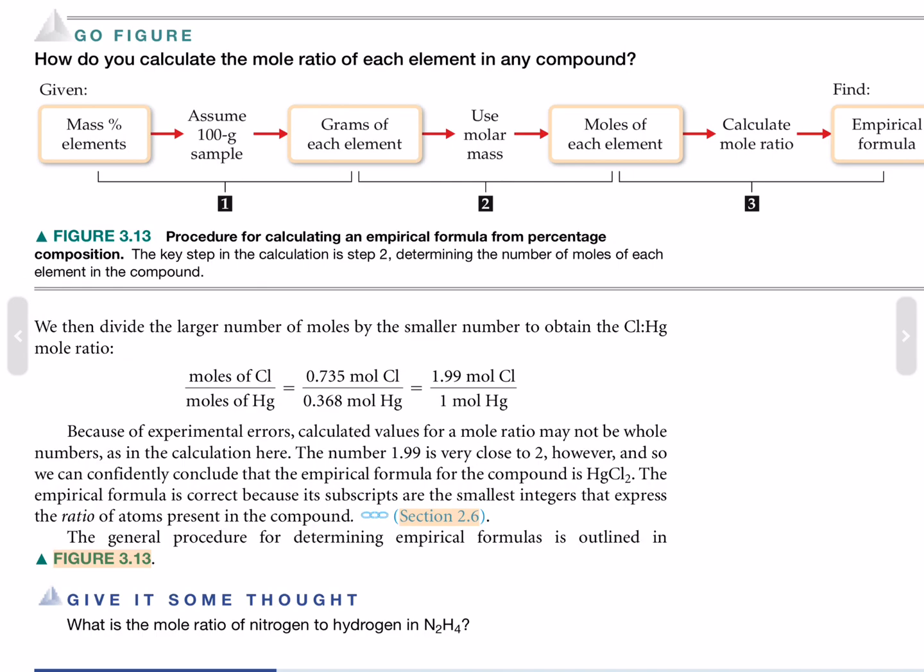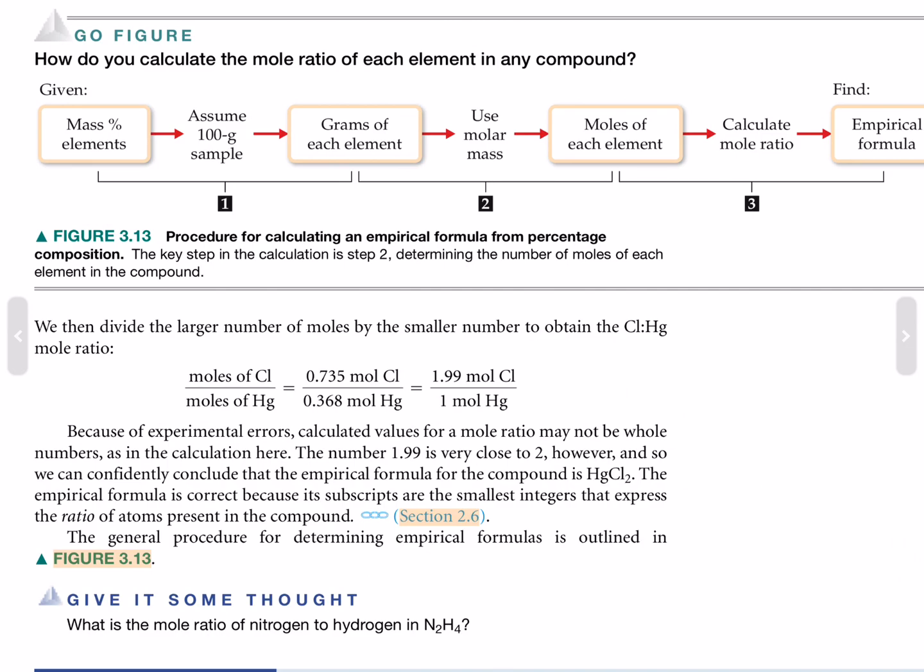The empirical formula is correct because the subscripts are the smallest integers that express the ratio of atoms present in the compound. The general procedure for determining empirical formulas is outlined in Figure 3.13. Figure 3.13, procedure for calculating an empirical formula from percentage composition.